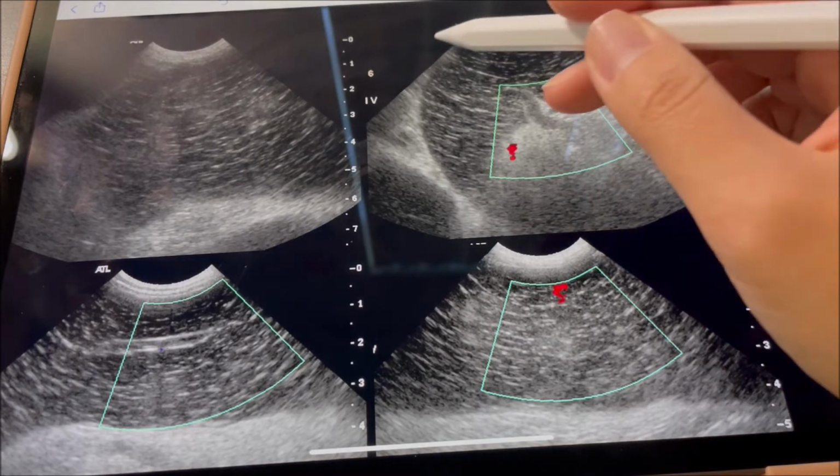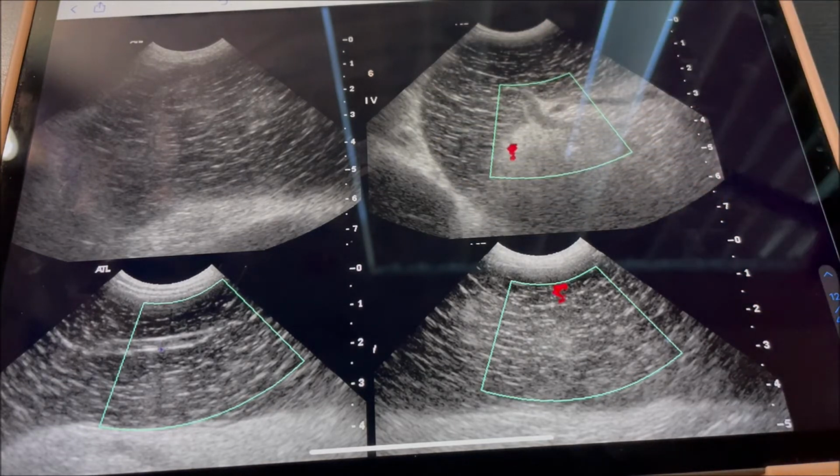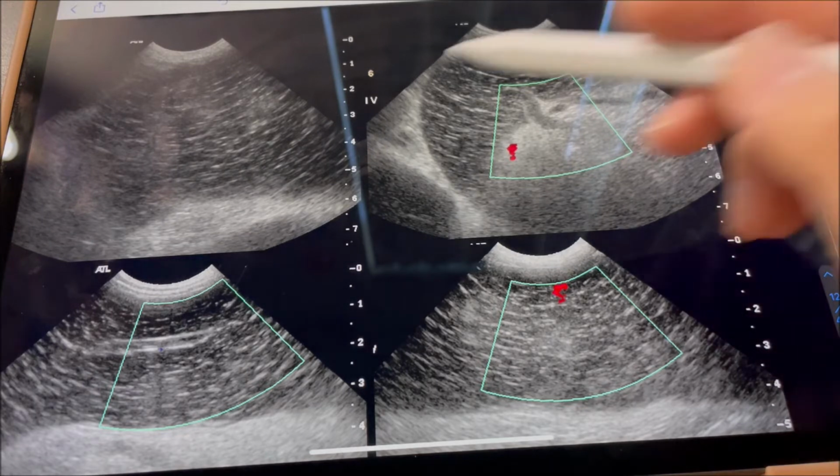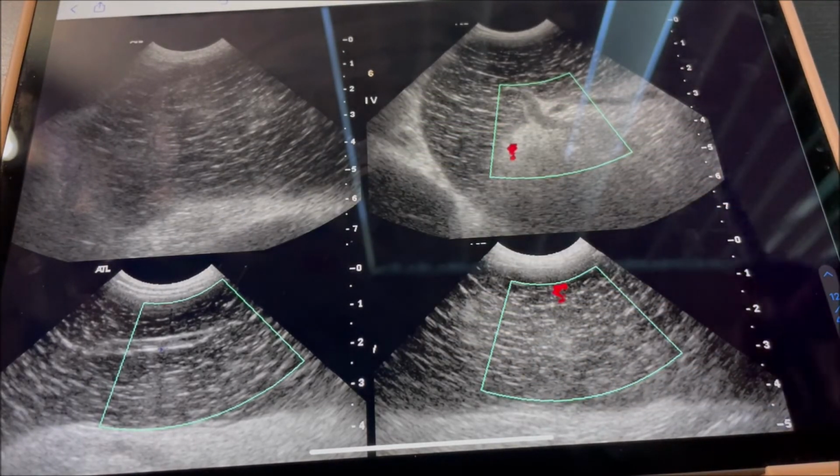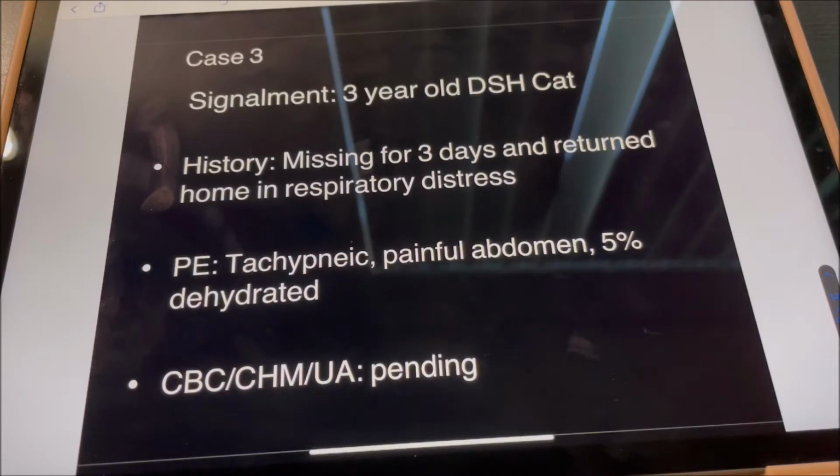Also, the splenic capsular margins are intact and uniform, so it's likely not neoplasia occurring here because it doesn't look aggressive. So we took this dog to surgery and found out that it indeed had a splenic torsion, so we performed a splenectomy. Case 3.